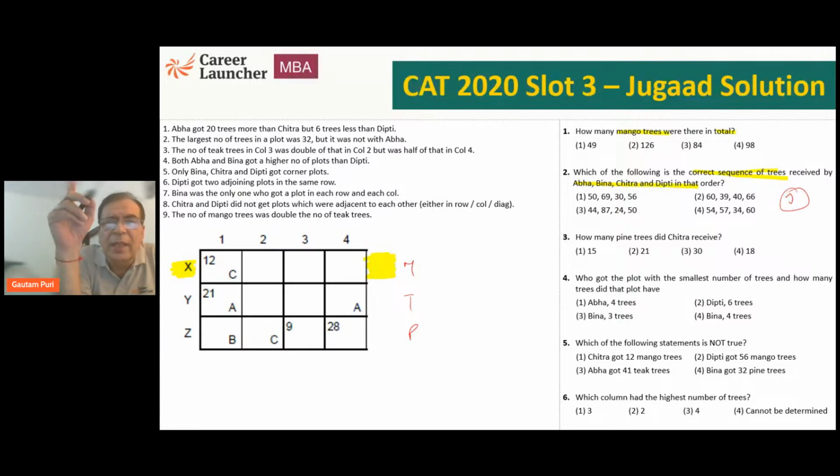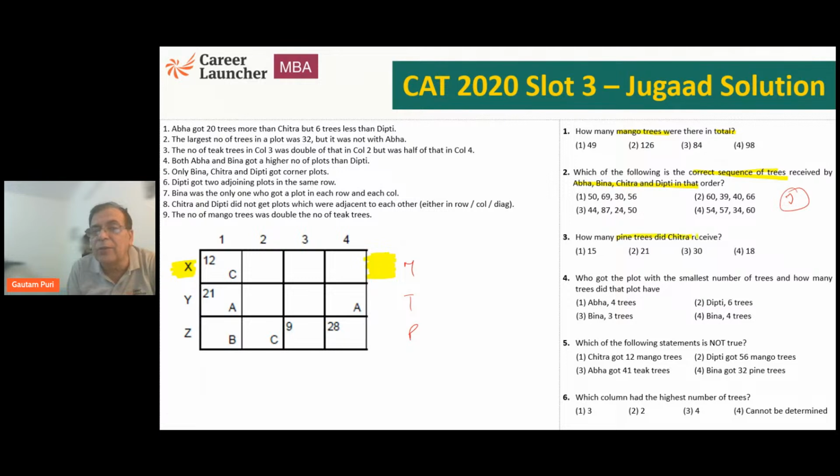If I'm able to solve this question, if I get even one number here, supposing I'm able to say that A got 50 trees, then this has to be the answer. If you say A got 60 trees, then this is the only possible choice. So question number 2 is a Jugaad question because it will help me eliminate choices if I get any one number. And same thing I would say for question number 3 also.